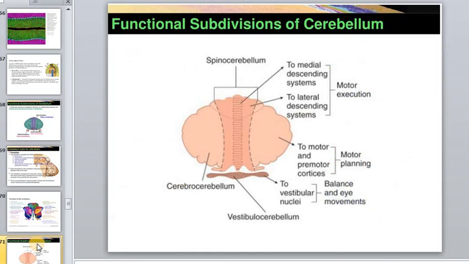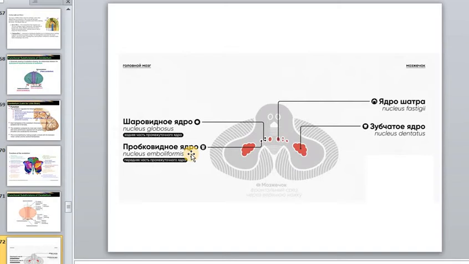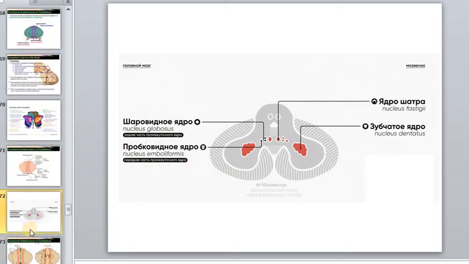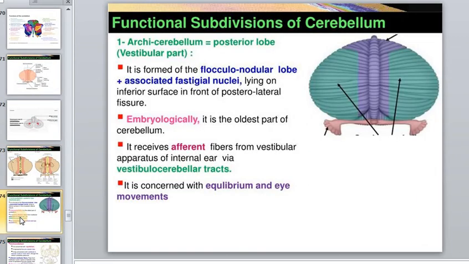So a little bit about the general function of the subdivisions of the cerebellum. It is a very easy drawing about motor control, execution, motor planning, and balance and eye movement. You know that we have special places, gray matter and white matter, the nuclei inside the body of the cerebellum. Here we see the places of these nuclei, the motor nuclei of balance, and we start to discuss the function of all parts.